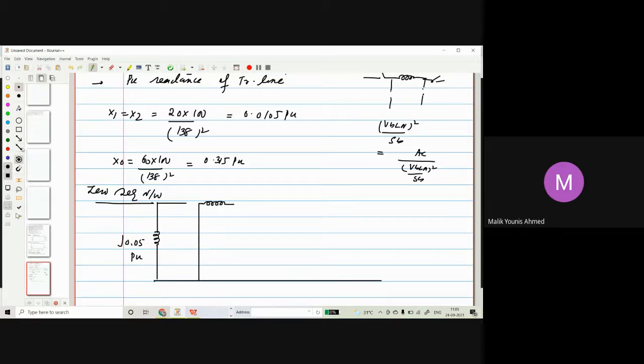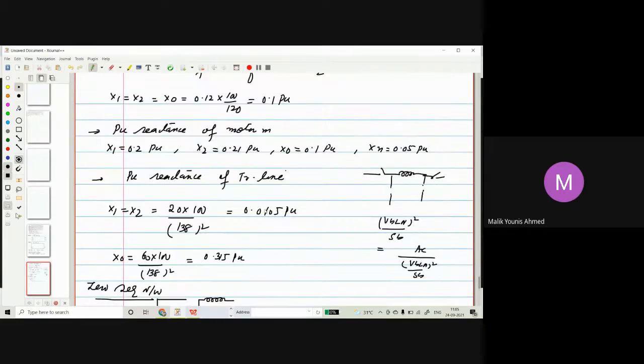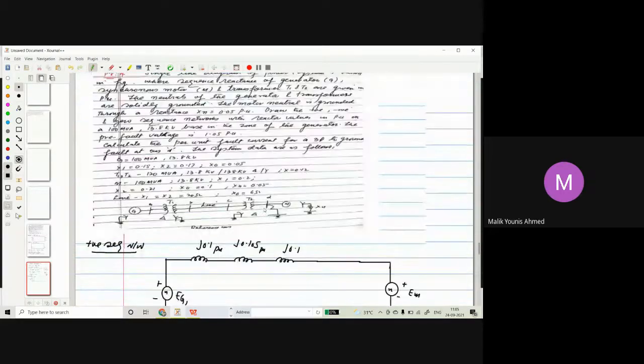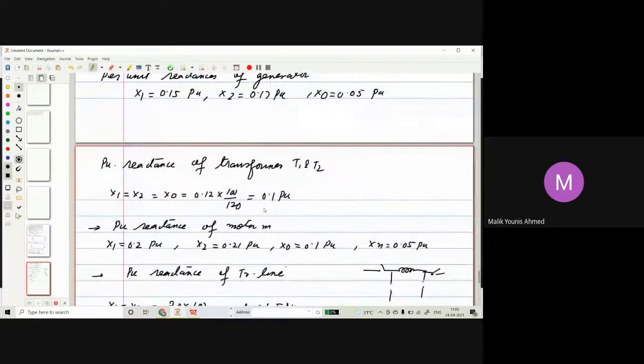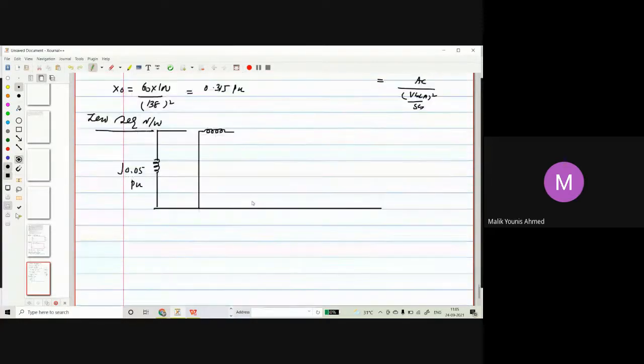So how much value will be there for the 0 sequence? What's the value of the transformer T1? It's given here, we have to check it. Yes, it is 0.1, so J0.1 will be there, because they are on the new base. That value will be J0.1 per unit. Now move to the secondary side.